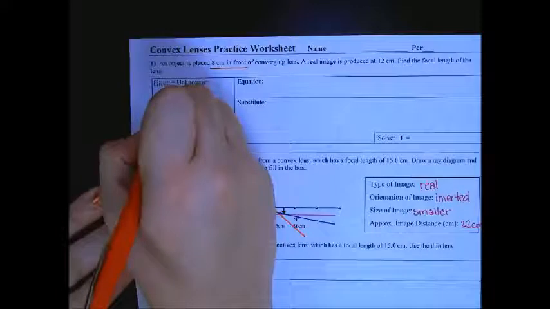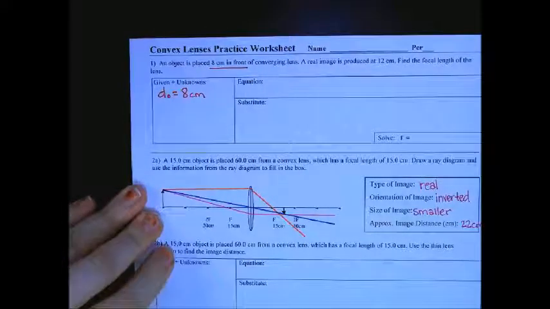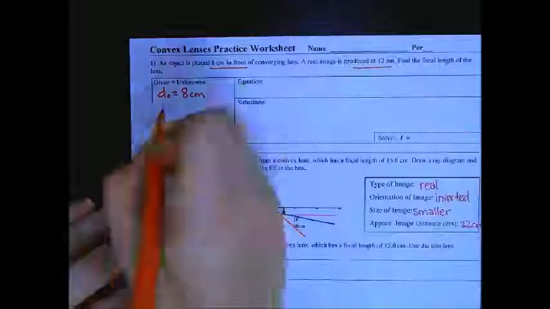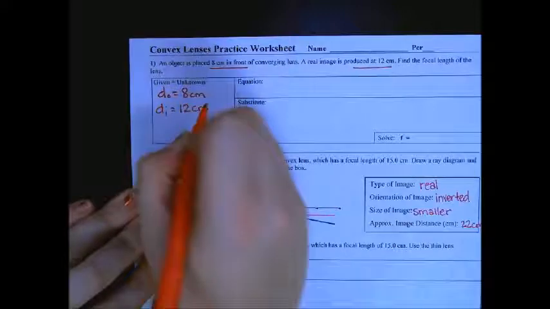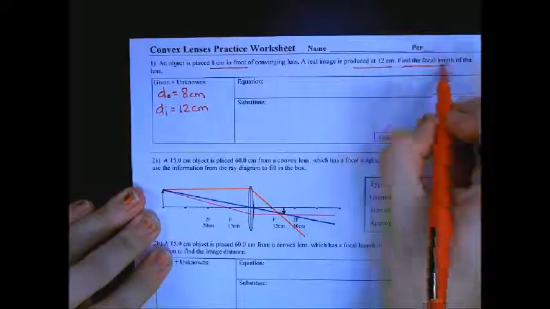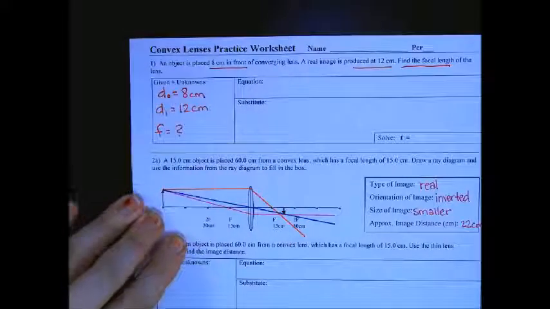The next example is example 1. We're going to do the calculation for the focal length. We start with the distance to the object is 8 centimeters. The distance to the image is 12 centimeters. And the question says find the focal length. So F is our unknown.